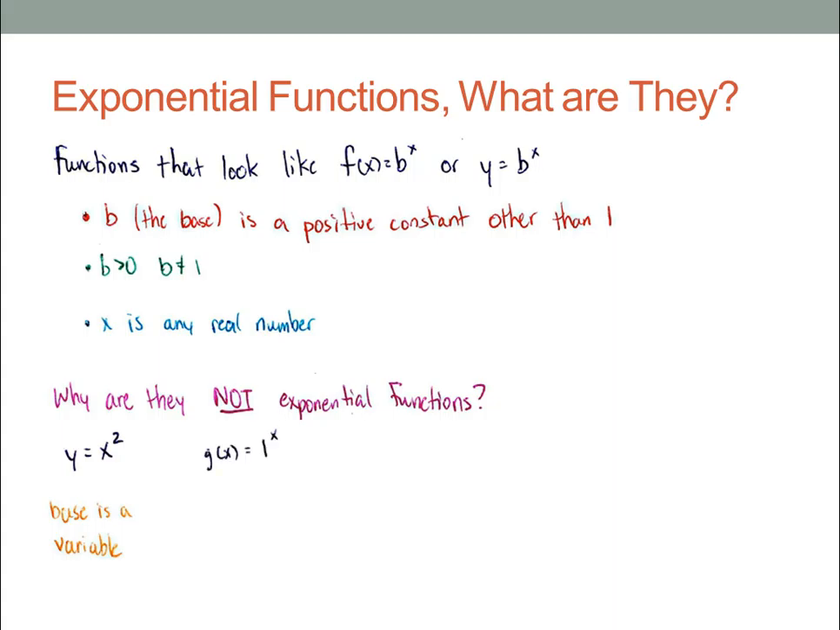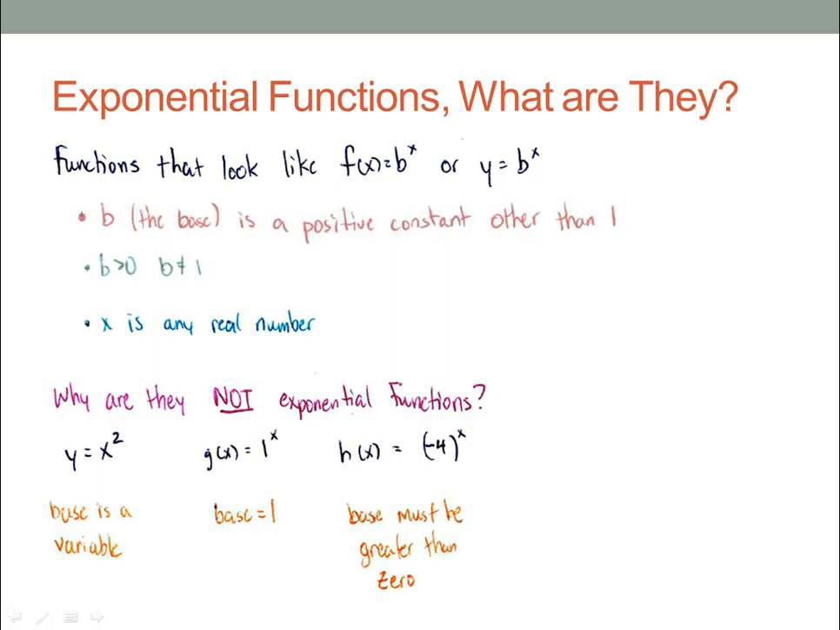Next one is g of x equals 1 to the x power. And you guessed it, it's because the base is a 1. It cannot be equal to 1 here. It just can't. So let's take a look at h of x equals negative 4 to the x power. Now this is not an exponential function because the base must be greater than 0.